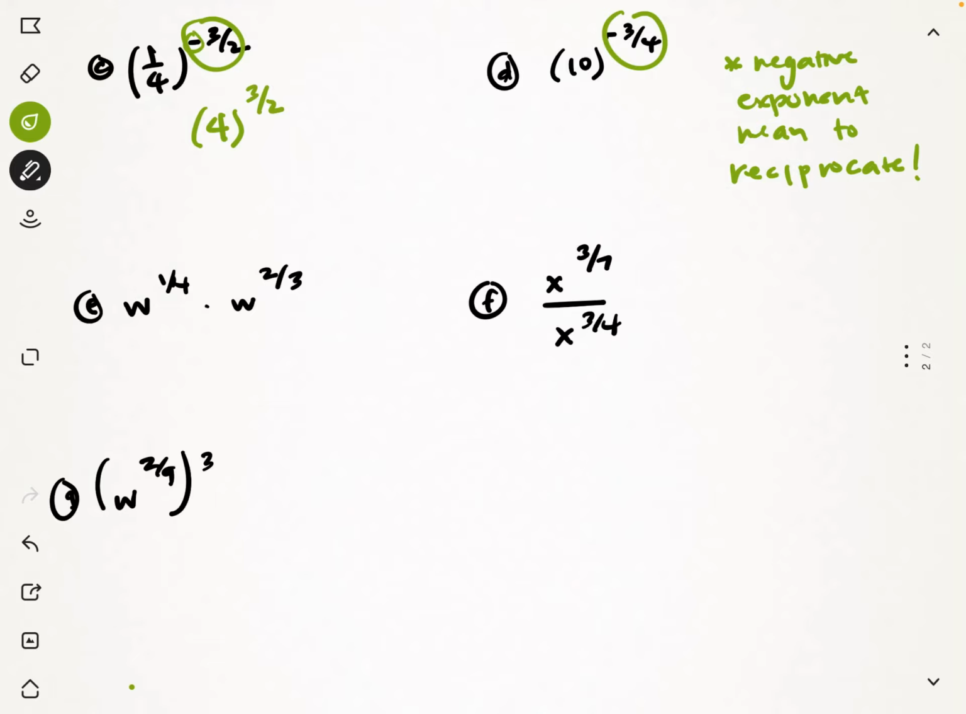We're going to do the square root first, and then we're going to raise it to the power of 3. It just keeps our numbers a little bit smaller. So the square root of 4 is 2. 2 to the 3rd is going to give us 8.